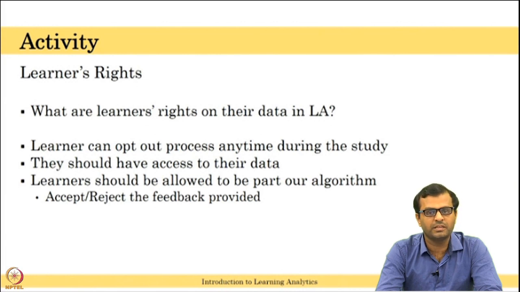Most importantly, learners should be allowed to be part of our algorithm. For example, if you give feedback, you should not force the feedback on the learner. The learner should have a choice to accept or reject the feedback. The feedback you generated is based on what your model predicted about the learner. It may not be correct. You have to give learners a chance to accept or reject the feedback or any adaptation you are providing.